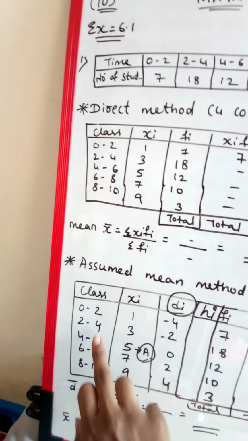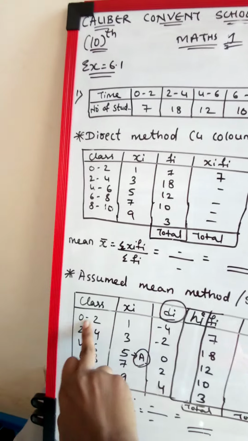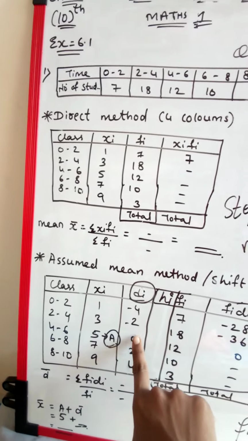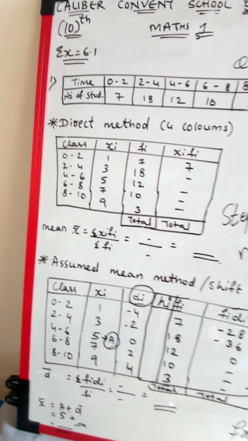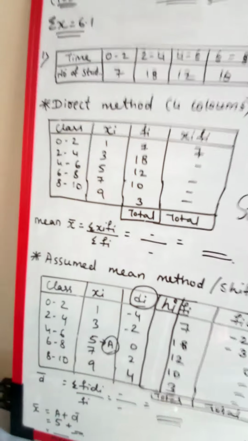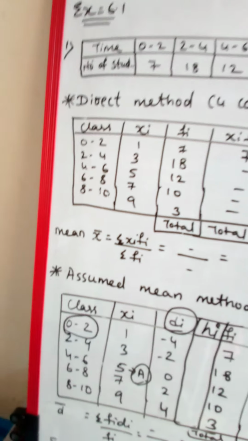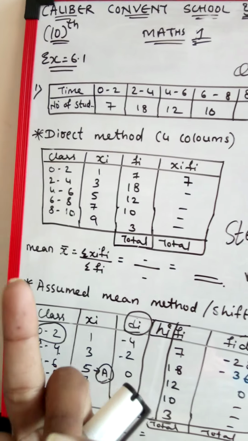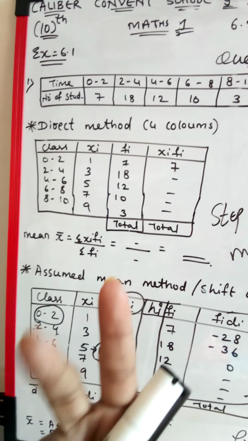Okay, this class you will write as it is, which is given in the question. Xi, that is the class mark, you will write the middle of this. You have to assume one, subtract it, and you will get di. After getting di, what are you going to do? For finding hi, see, this is 0 to 2. So you have to count how many numbers there are. 1, 2, 2 to 4, 3, 4, 4 to 6, 5, 6.